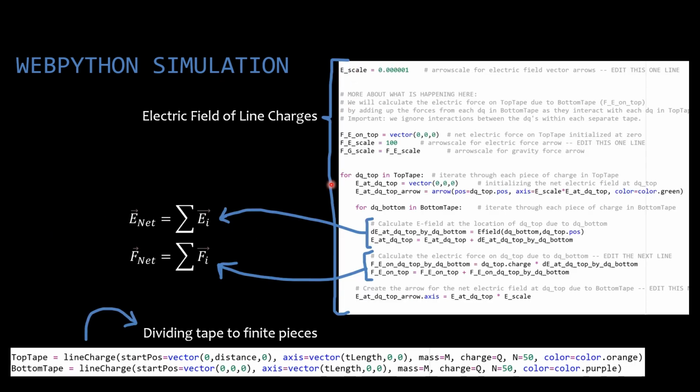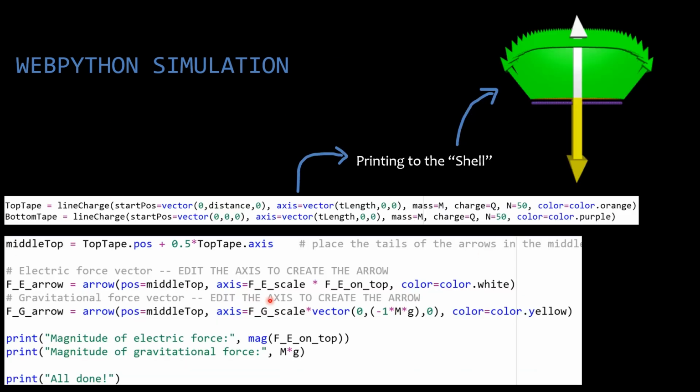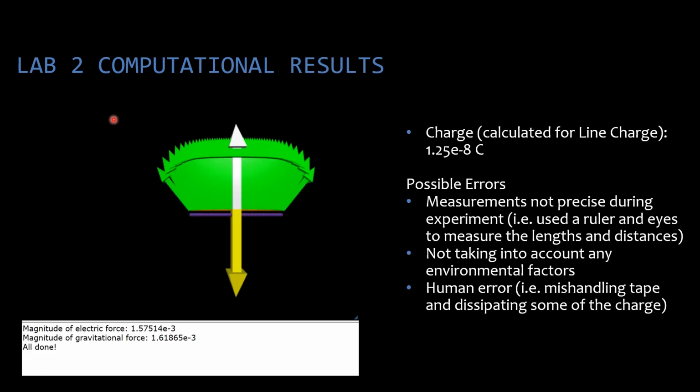Next, this is how you find the electric field of the line charges. This section specifically was how you find the E net, and right below it was how you found the F net. And right here was dividing the tape into infinite pieces, or finite pieces, very small pieces, so we could do the electric field of the line charges up here. And this code right here was printing to the cell and allowed us to create this image, which finally leads us to our computational results.